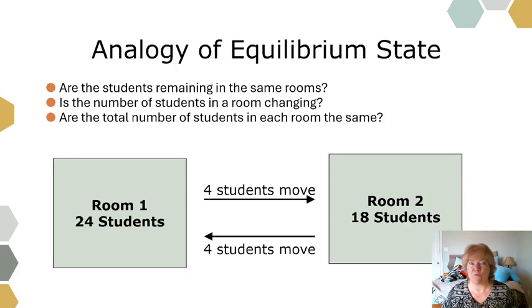It's still going to be 24. Similarly, in room 2, there was 18, but 4 left and 4 came. So it's still 18. Is the total number of students in each room the same? No. Room 1 has 24, room 2 has 18, so they're not the same. It just means, however, that the 24 is staying 24 and the 18 is staying 18. That's what we mean by equilibrium. Hopefully this gives you a better analogy of what we think about when we talk about equilibrium.